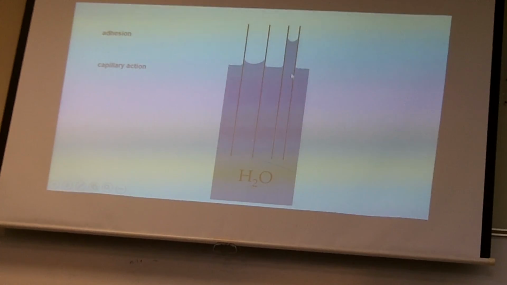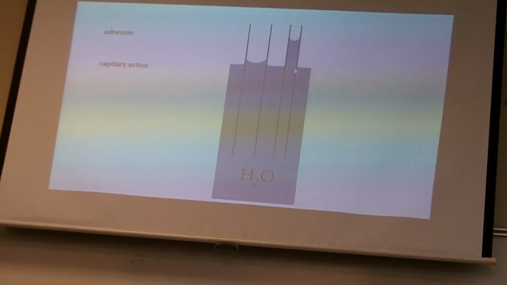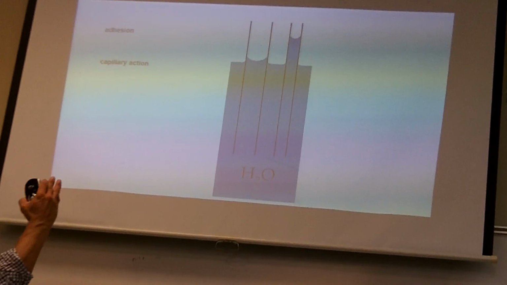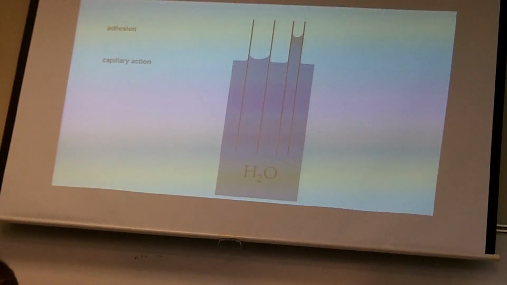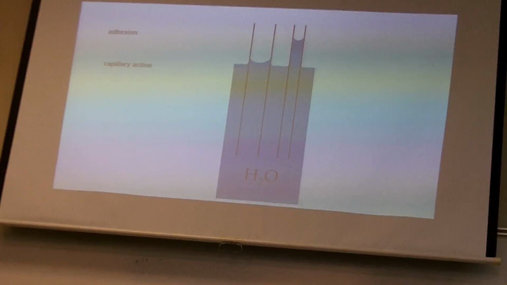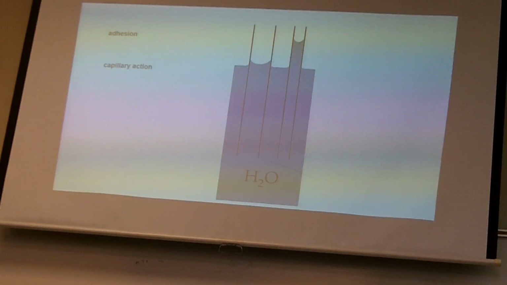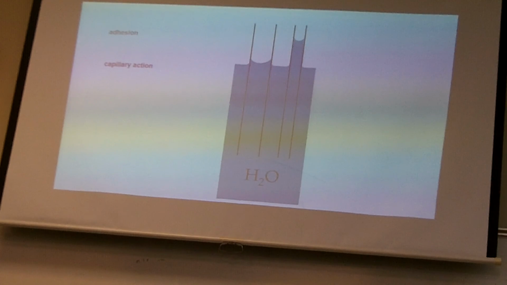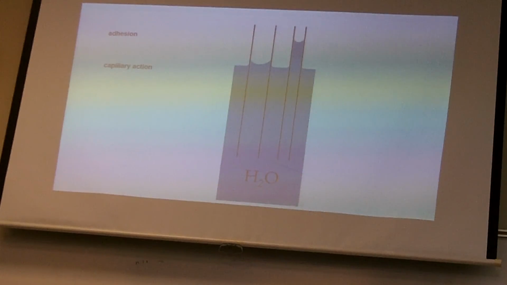There are tiny little tubes in trees. They're called xylem cells that allow the water to move up to the top of a tree. You ever wondered how water gets from the ground up to the top of a tree? One way is through this adhesion to the walls. It helps it go up the tubes.